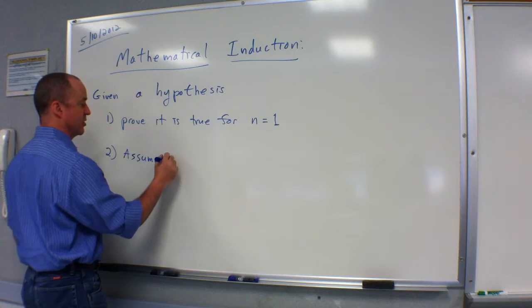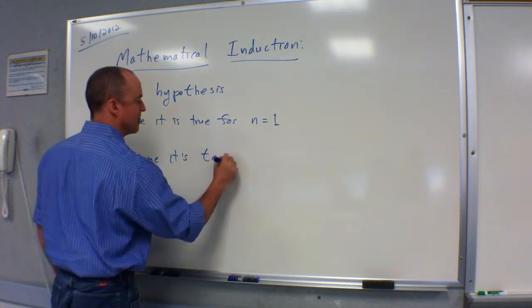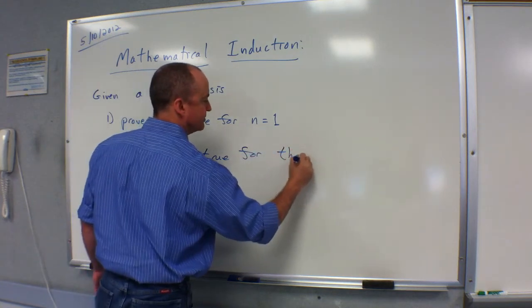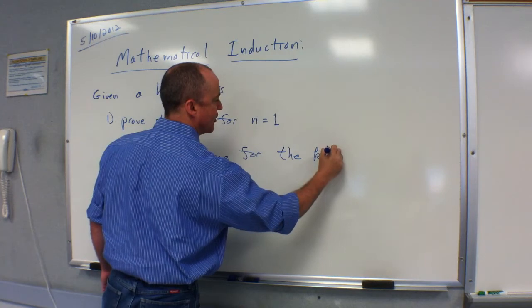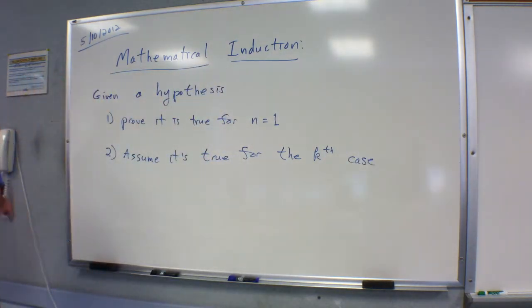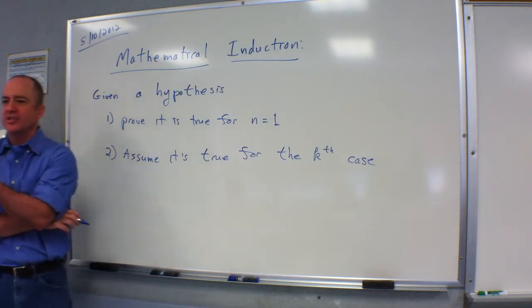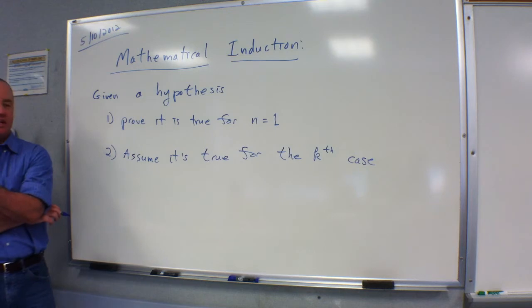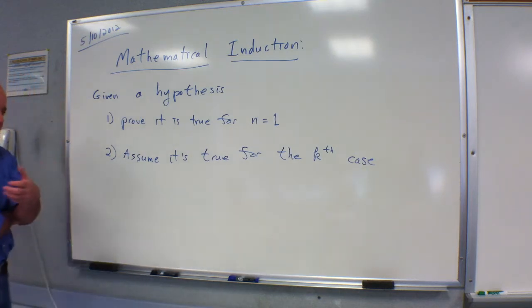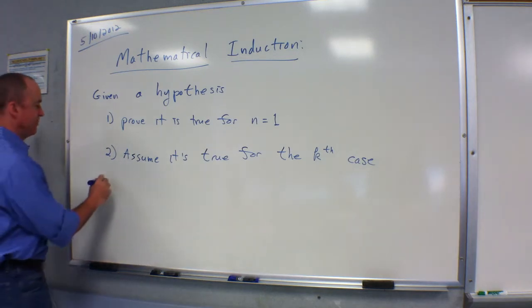Assume, which is a fun word to write in a math class, but it's actually appropriate here. Assume it's true for the kth case, which makes me sound like I'm speaking with a lisp. Assume it's true for the kth case. What does the kth case mean? K is just some number. Try and say kth case 5 times fast and see what happens. So you assume it's true for some numbered case, whatever rule you're talking about.